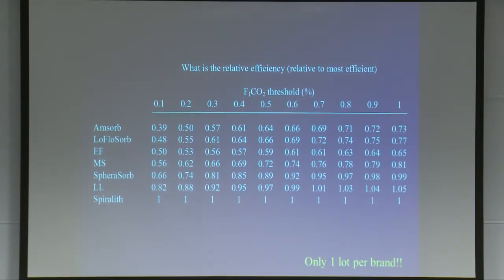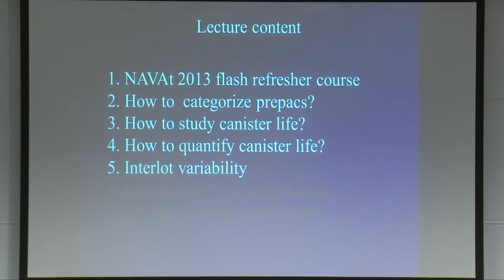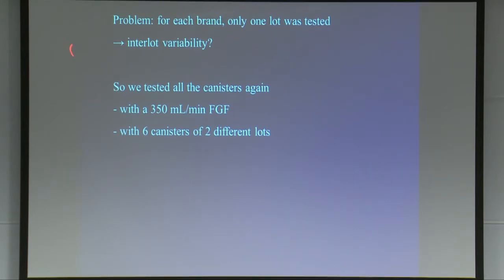Again, I want to point out that this was just one lot per brand, but this is a lot of canisters, 12 times all these canisters. When I did the measurements with the different fresh gas flows, all the canisters were from the same lot. I wanted to test inter-lot variability, so here I went again. I took 2 different boxes with 6 canisters of the different brands, and I used a 350 milliliters fresh gas flow. So I took my circuit again, canister goes in, 350 milliliters fresh gas flow, 6 canisters of one lot, 6 canisters of another lot.